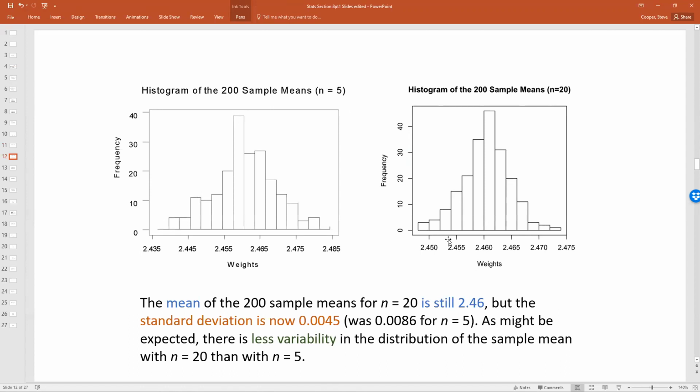But notice that the dispersion is again shrunk. So with n equal 20, the mean is still 2.46, but the standard deviation is now 0.0045, and that's even smaller than when n was 5, when the standard deviation was 0.0086. So bump n up, and we keep shrinking sigma. Basically, there's less variability in the distribution with n equal 20 than n equal 5.